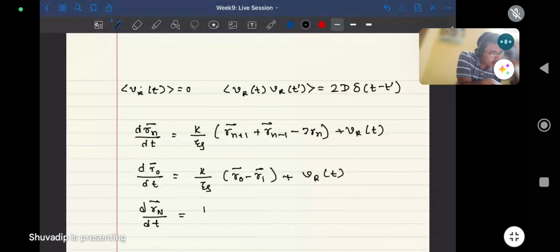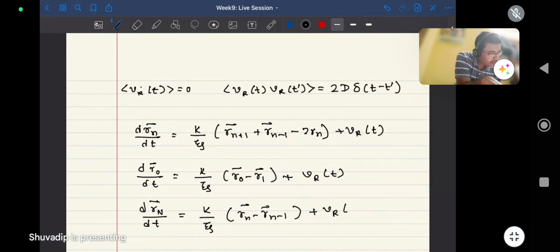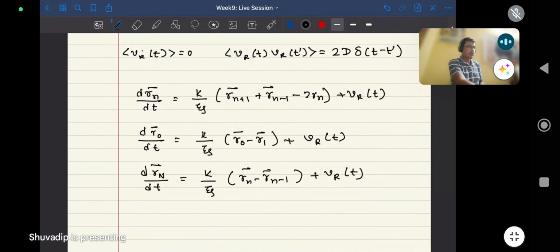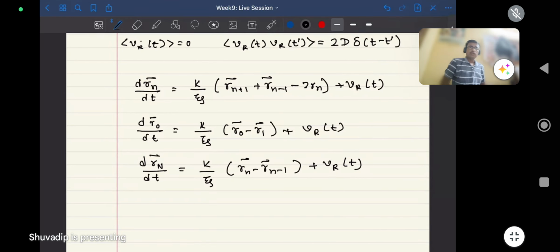k by xi times (R_n minus R_{n-1}) and V of R, t. So this is the overall set of equations of motion that we have to analyze.